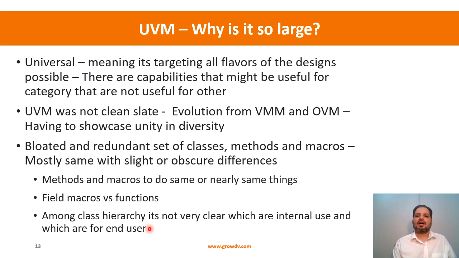And then in the class hierarchy, it's not clear which are meant for internal use and which are for the end user. When we say 357, not all 357 are really useful for building the test benches, right?